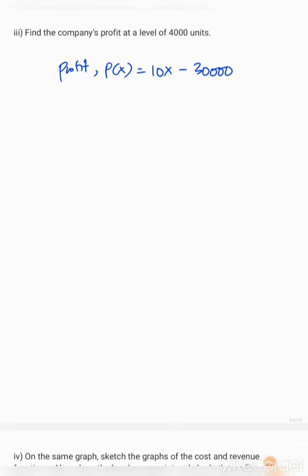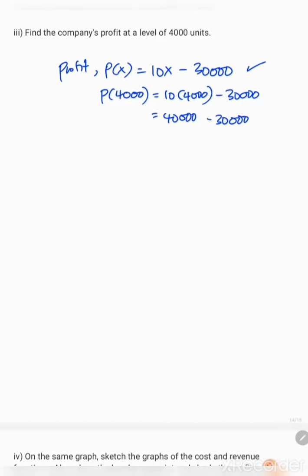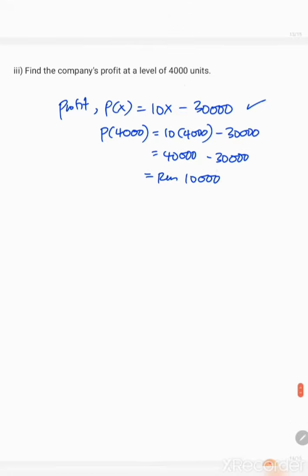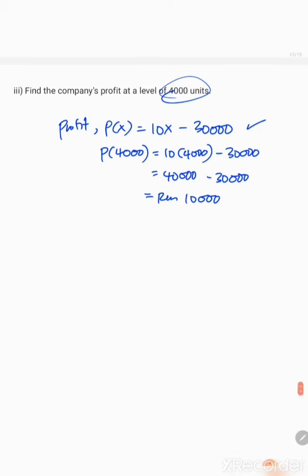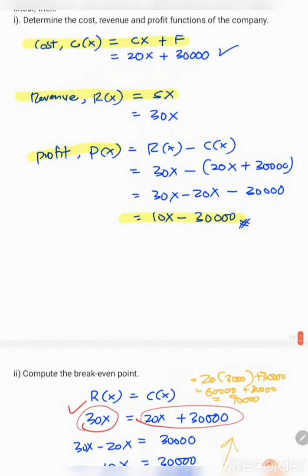Question number 3. Find the company's profit at a level of 4,000 units. So now we have a profit function. Substitute the value of x into the function. Replace x with the value of 4,000. We get here 10 multiply 4,000 minus 30,000, and then 40,000 minus 30,000. So the profit the company earned is RM10,000 when the company produced 4,000 units. The profit function I got from question number 1 we discussed just now: profit is 10x minus 30,000.